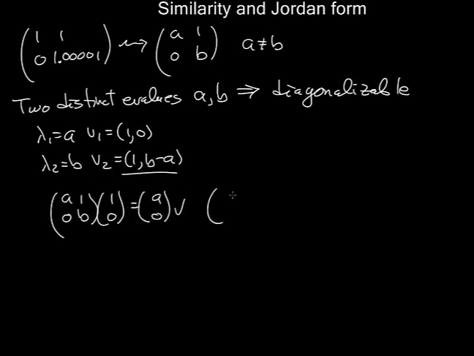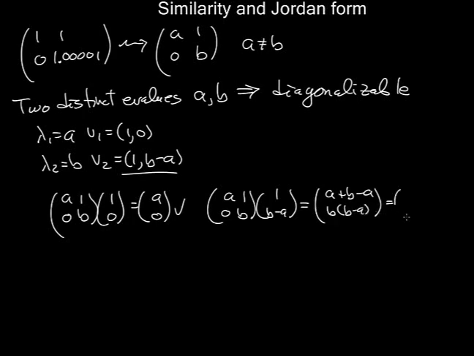All right, so I'll just check. If you apply it to (1, 0), you get (A, 0). And if you apply it to (1, B minus A), you get A plus B minus A, and B times B minus A. And that works out to be B times (1, B minus A). There's a slight misprint here, but that is correct: B times (1, B minus A).